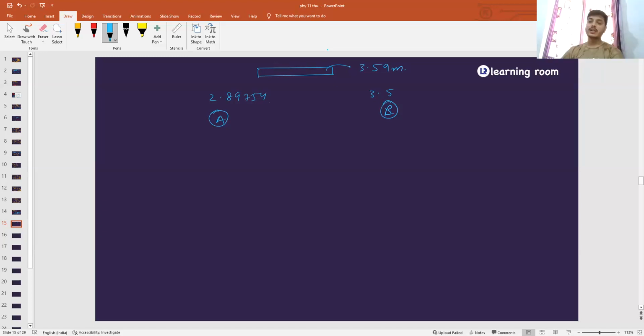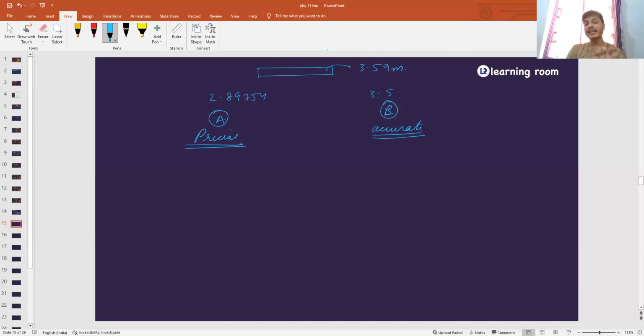Be louder. So the value of B is accurate, sir, and the value for A is precise. Exactly. And this is precise. In physical quantity, we want both precision and accuracy. Lata's value is accurate because it was closer to the true value.